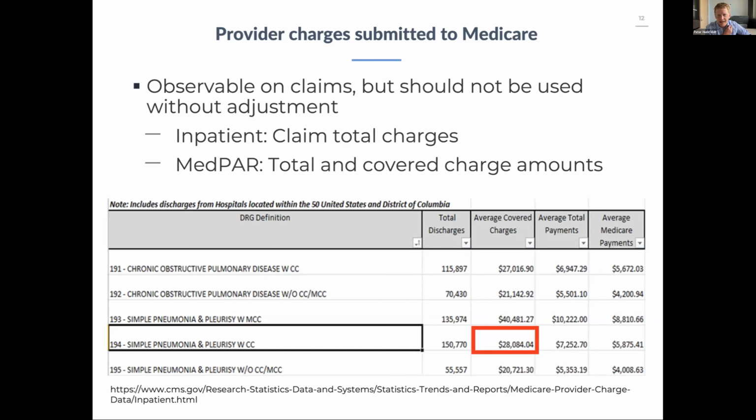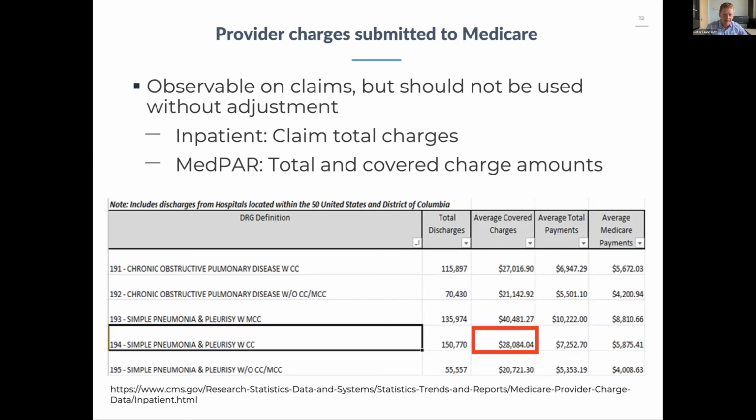So this example on this slide shows the average charges for MSDRG 194, which is simple pneumonia and pleurisy. And so this table shows that the average charges for the service were $28,000, which is quite high. The key thing here is that this charge really only reflects the actual payment to a hospital in the case of uninsured individuals, which is really kind of an unfortunate occurrence because the charges are so high.